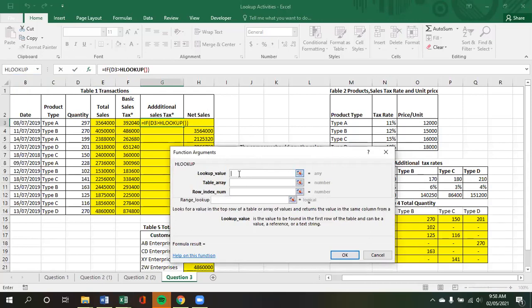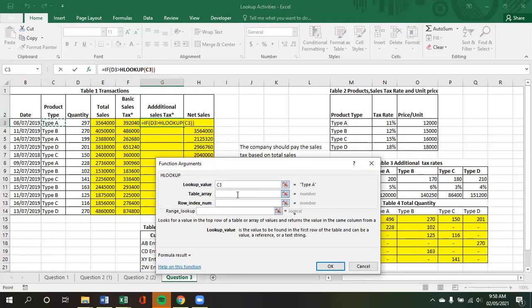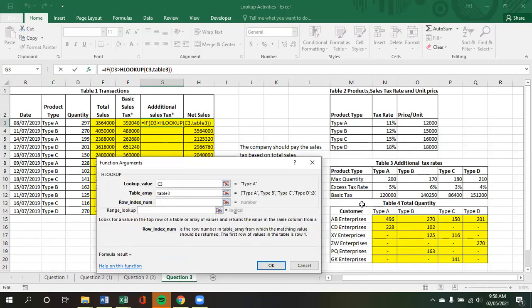Yeah, HLOOKUP, lookup value. So you are looking for the type, I think. It's going to be the type. Then the table array, yes, you can specify your table, table 3. And in that, which column can we see the quantity? That is the second column, no? Second column, okay. And you are looking for an exact match, right? Now you say that is the first thing, okay.